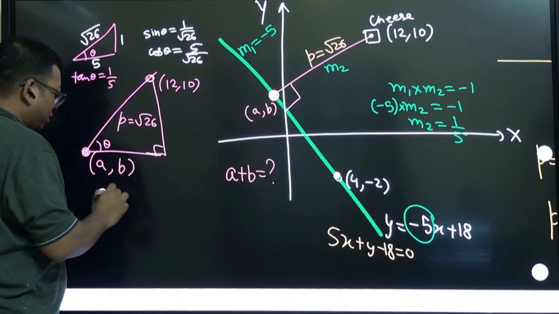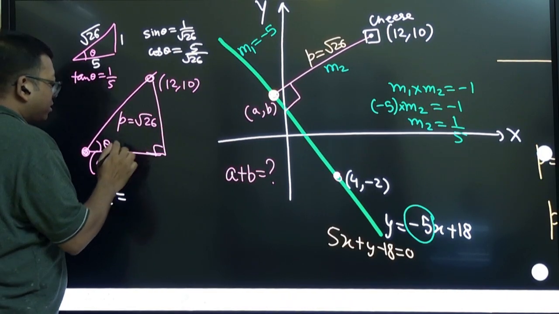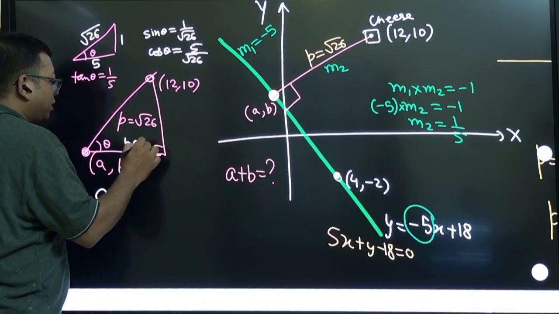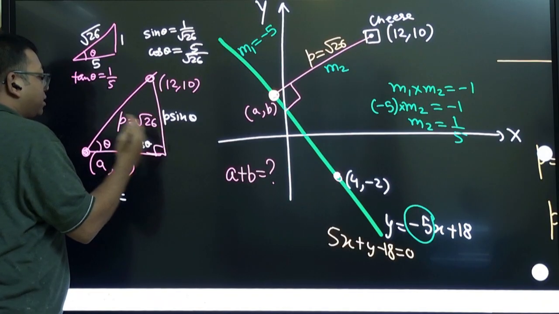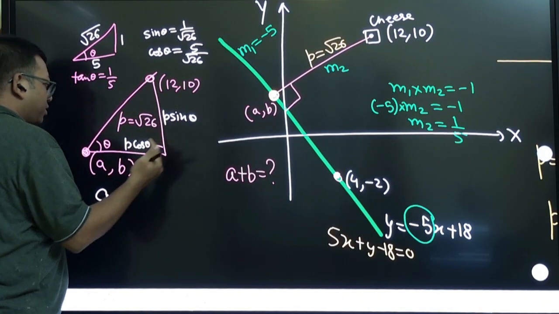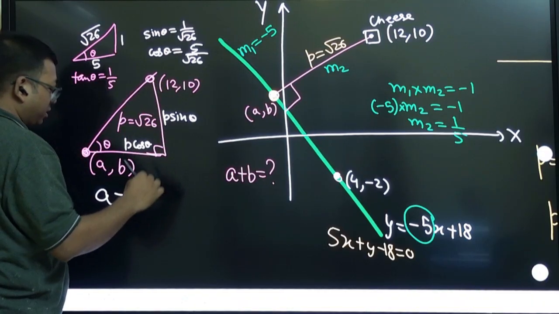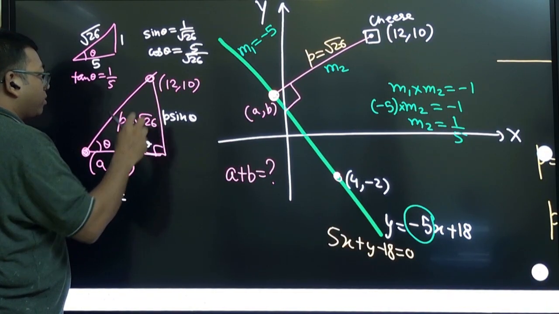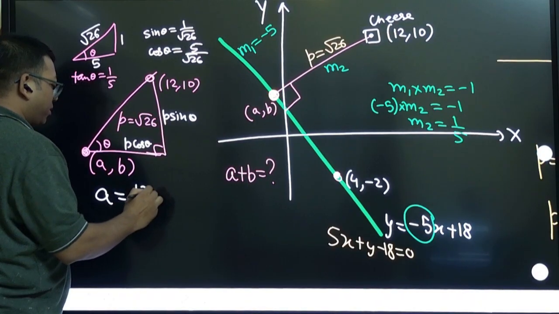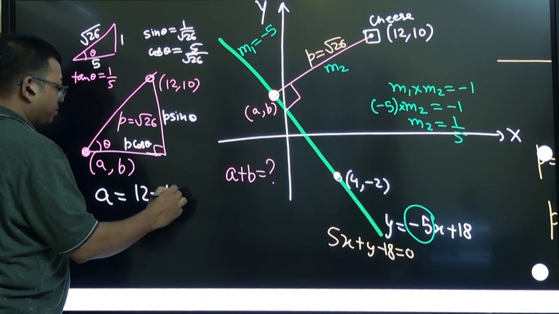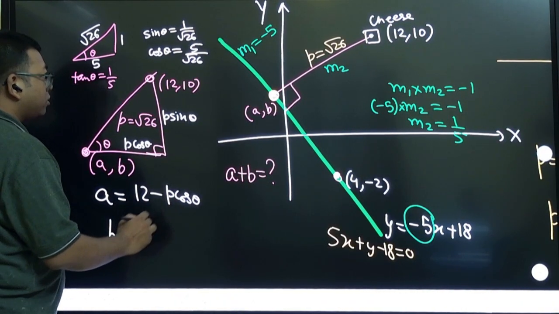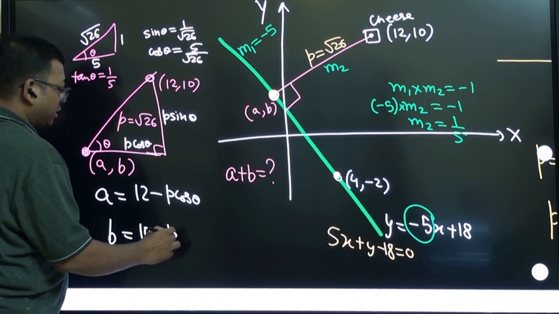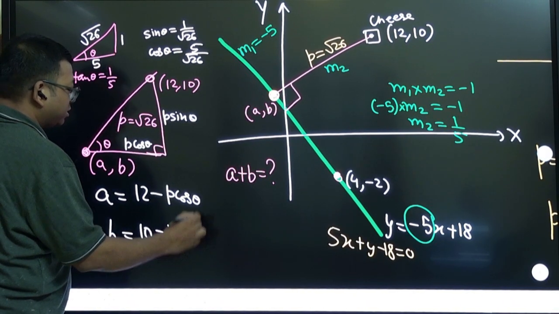So this coordinate a can be written as, because this length will be p cos theta and this length will be p sine theta, so we need to subtract this length from the x coordinate and that length from the y coordinate. So a will be equal to 12 minus p cos theta, and b is equal to 10 minus p sin theta. Direct answer we will get in one step.